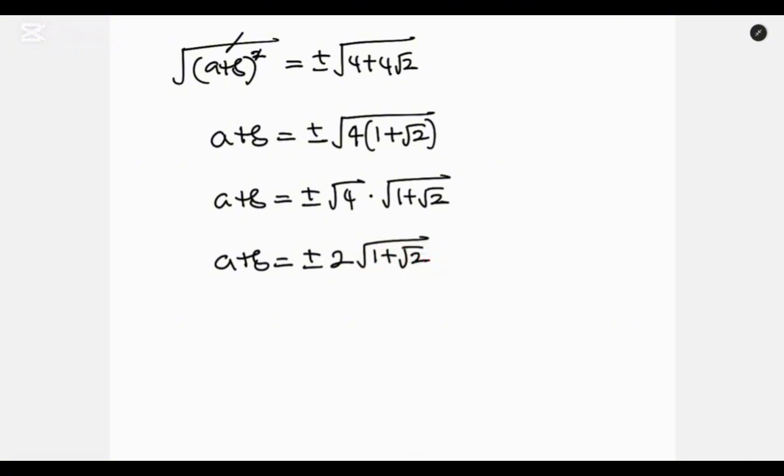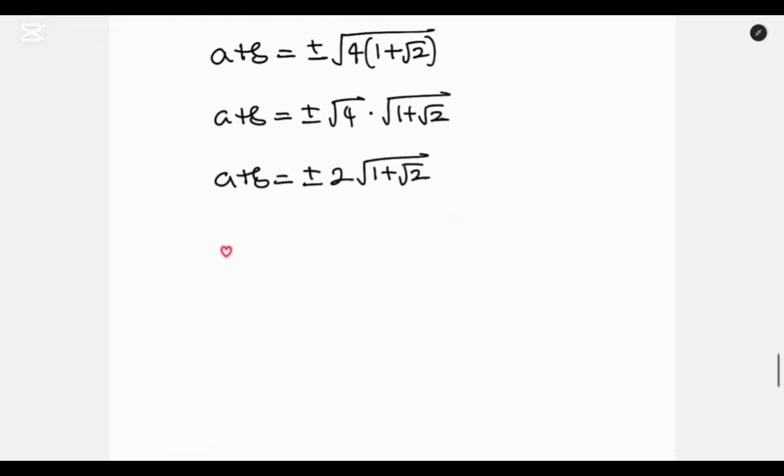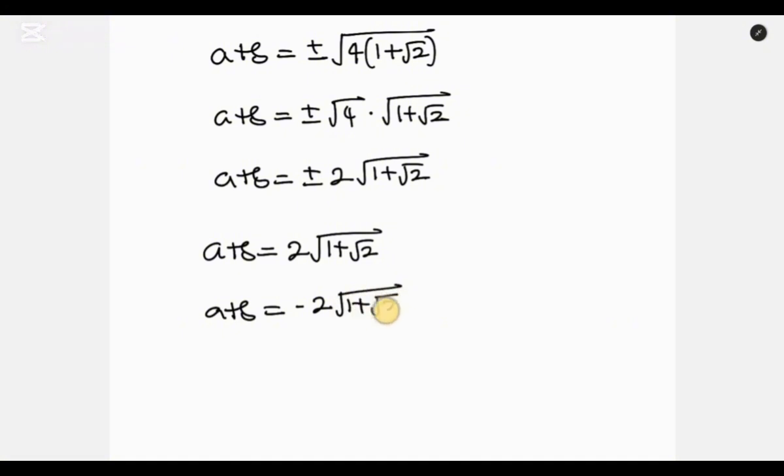Very good. So there are two values of a plus b from here. We have a plus b to be equal to the positive 2 times the square root of 1 plus the square root of 2, or a plus b is equal to the negative, which is negative 2 times the square root of 1 plus the square root of 2. Very good. So these are our final solutions.